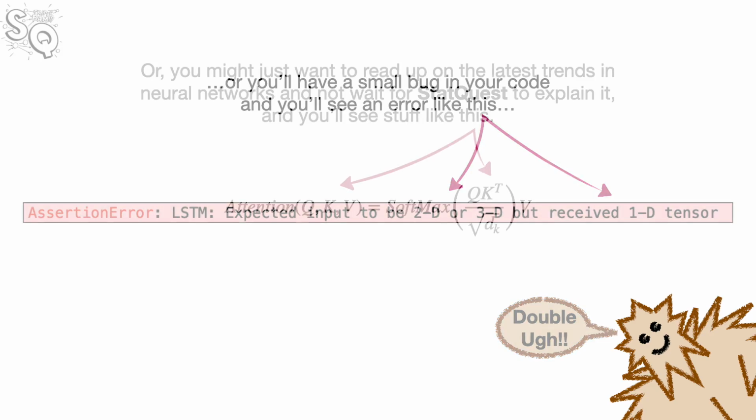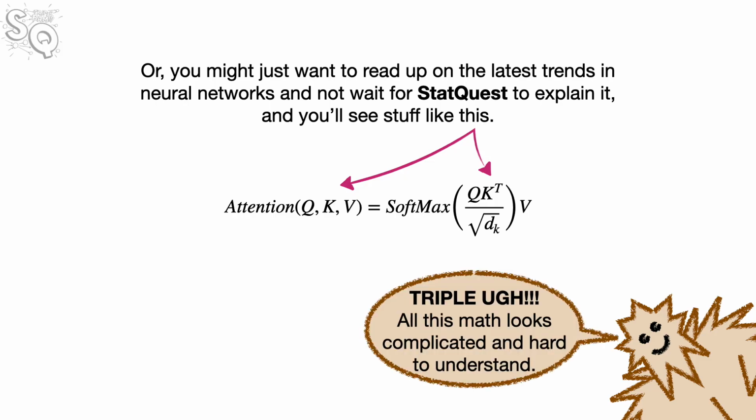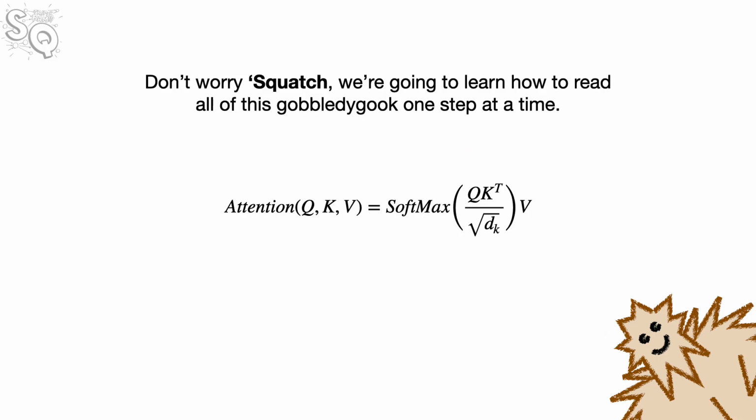Double ugh. Or you might just want to read up on the latest trends in neural networks and not wait for StatQuest to explain it, and you'll see stuff like this. Triple ugh. All this math looks complicated and hard to understand. Don't worry, Squatch. We're going to learn how to read all of this gobbledygook one step at a time.